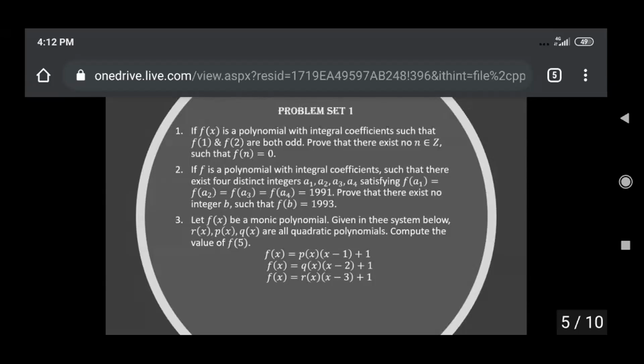See, there are 3 problems. First, try to solve the first. I will give you some hints. In the first problem, it is given that f of x is a polynomial with integral coefficients such that f of 1 and f of 2 are odd. Prove that there exists no n belonging to the integers such that f of n is equal to 0. Try to solve this question.